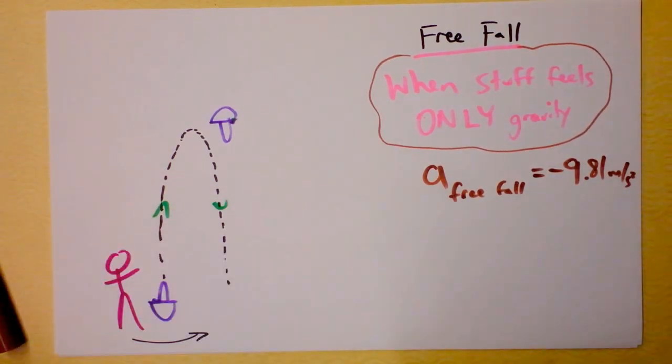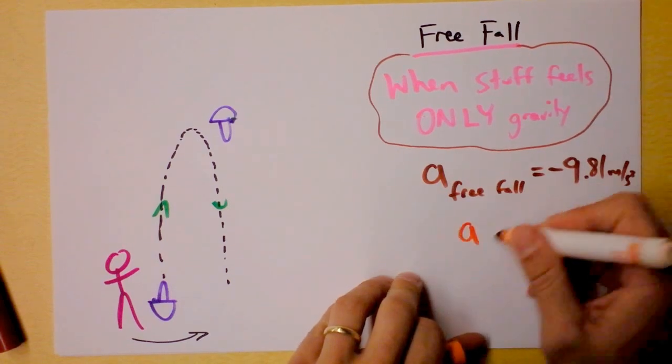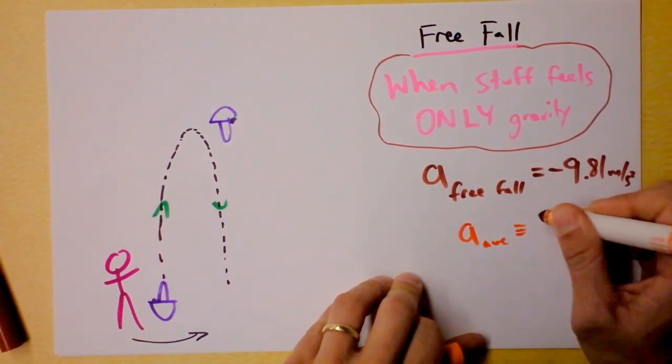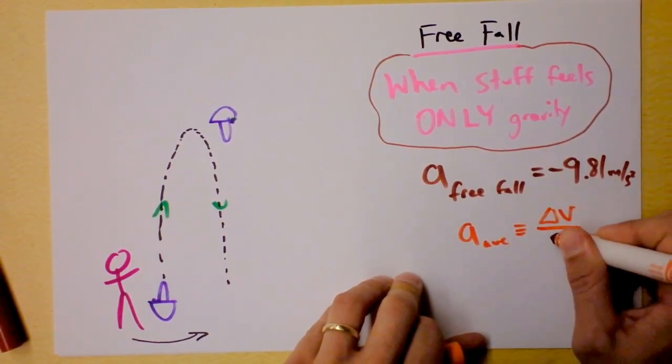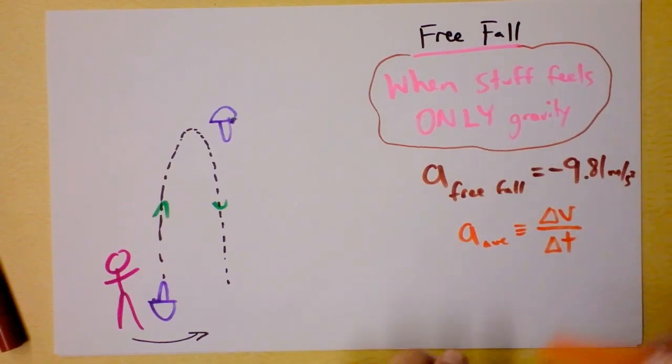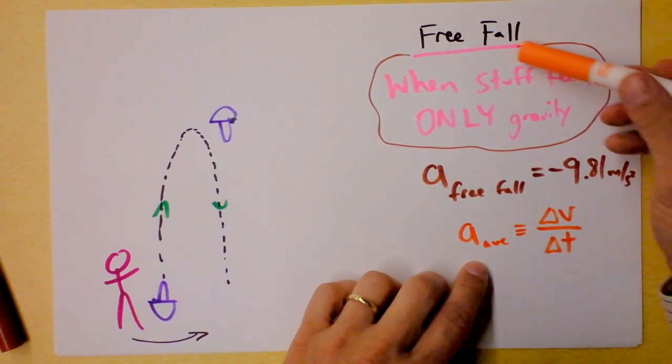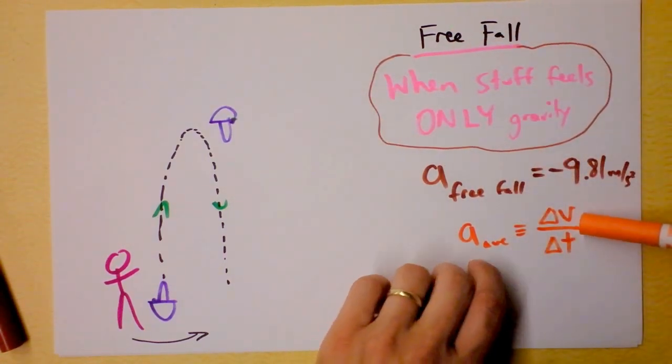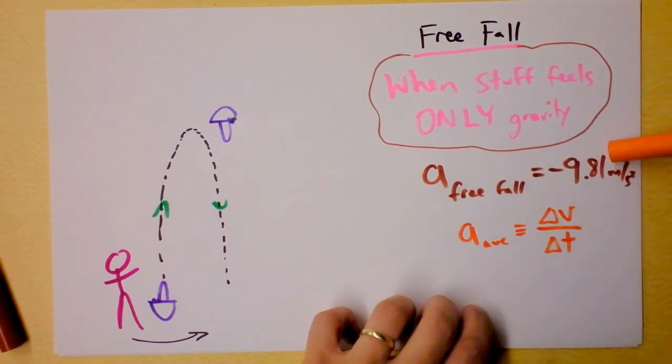I guess what I'm trying to remind you of is that the definition of average acceleration is change in velocity divided by change in time. So the velocity of something that's in free fall, when something feels only gravity, its velocity must be changing steadily with this number right here.